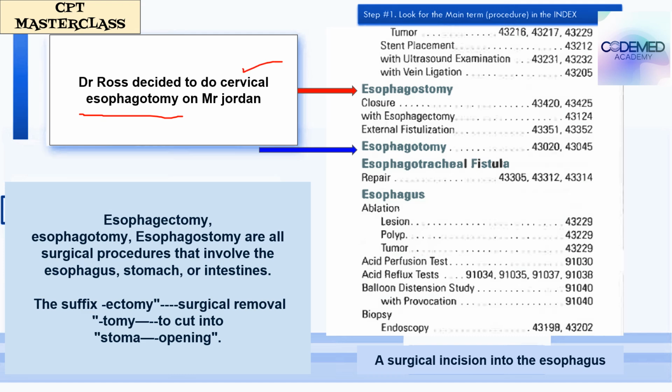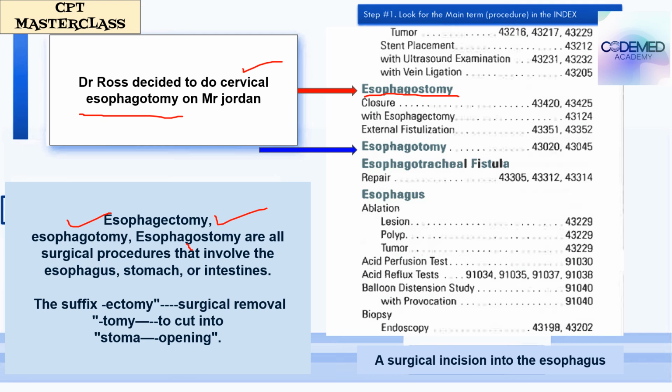Now remember, whenever we are coding for esophagotomy, there are certain similar procedures, because those are the surgical procedures that involve the esophagus, stomach and intestine, and they are esophagectomy, esophagotomy and esophagostomy. And we know the meaning of those suffixes. Ectomy is surgical removal, tomy is to cut into, and stoma is opening. So in our case, what happened is esophagotomy. So I'll pick up that terminology and go to the index. Under the index, there is the term esophagostomy. But is that what happened in our patient?